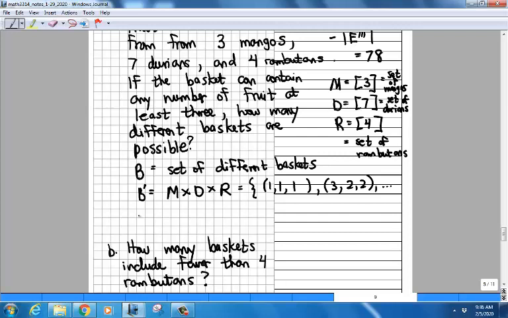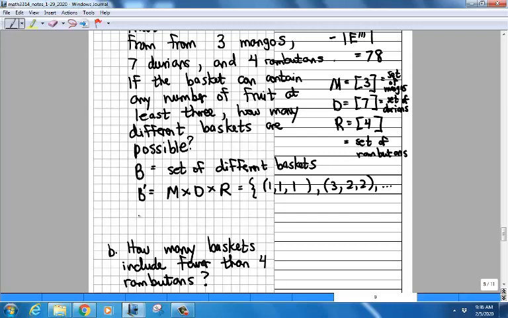Or maybe we've undercounted, but there doesn't seem to be a correspondence between this set and the actual set of baskets, because these two baskets, I think, are really the same basket. So maybe we need to think differently here about the problem.